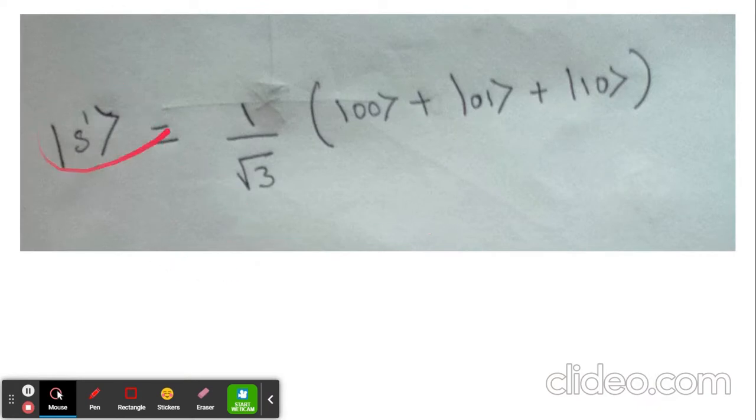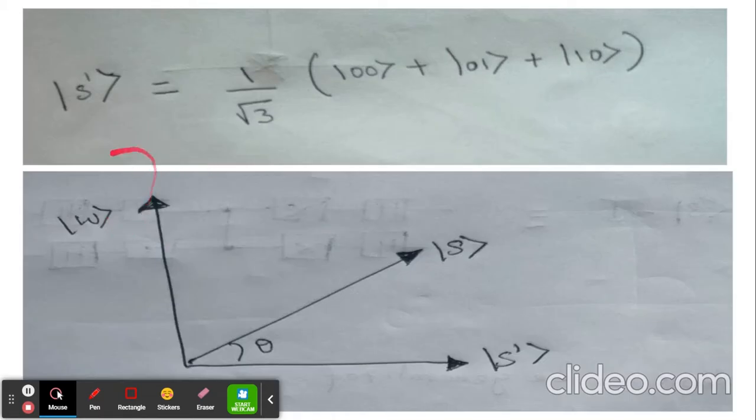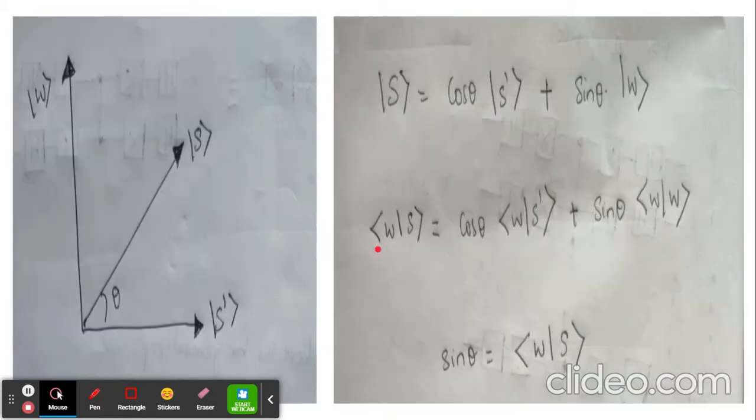Now we introduce another state called the S dash state, which is 0 0 plus 0 1 plus 1 0. If you observe, this state is orthogonal, or perpendicular, to the winning state. So when you plot this, you get this sort of figure.